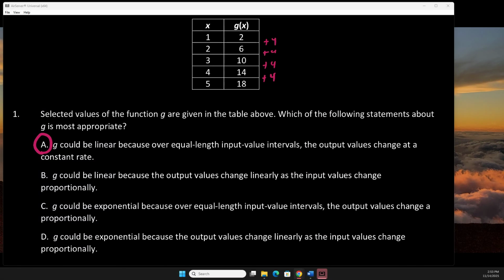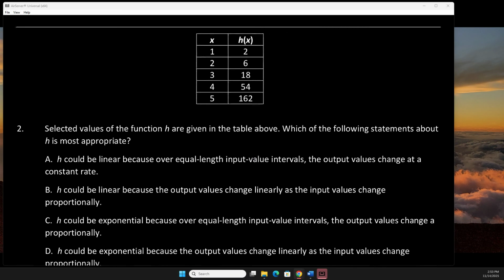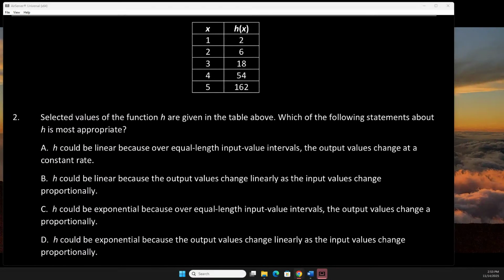All right, and then B says that it's linear, which is true, but it's saying that the output values change linearly as the input values change proportionally. No way, Jose, that is true. All right, so let's look at number 2.